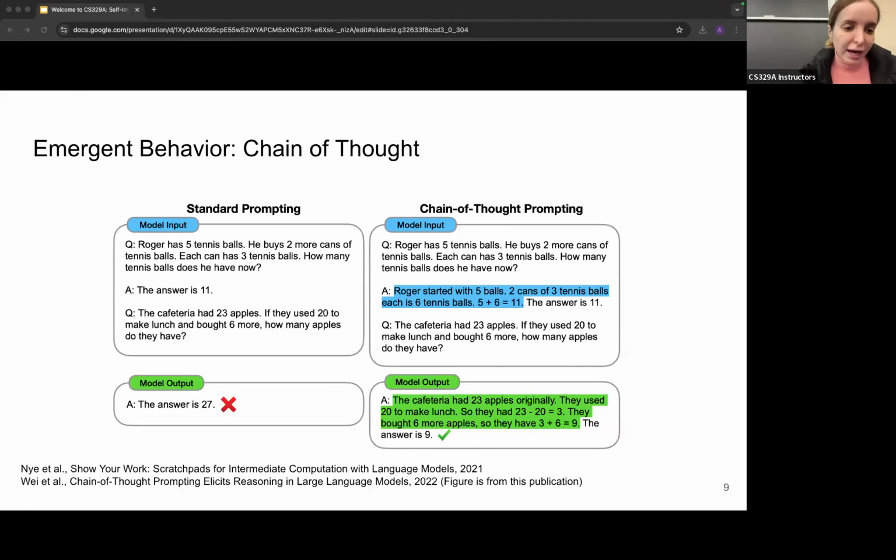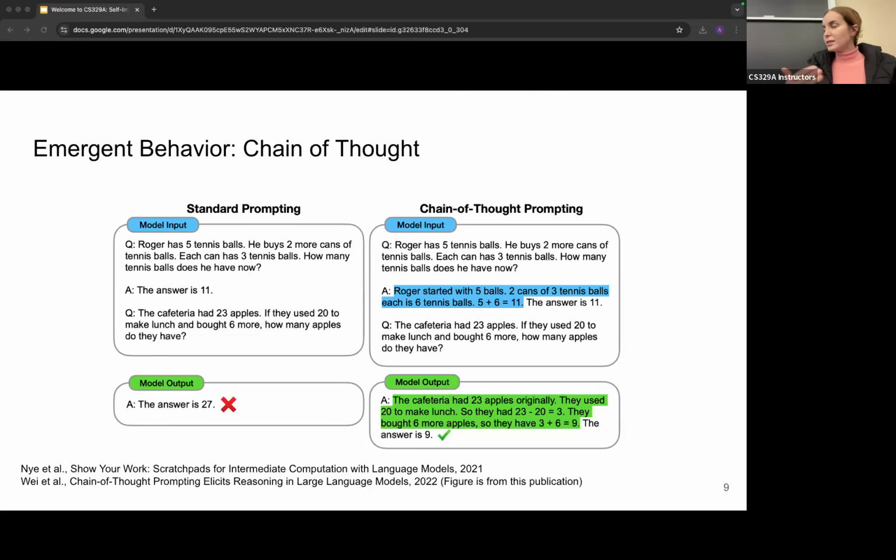So in this case, we have the problem: Roger has 5 tennis balls. He buys 2 more cans of tennis balls, and each can has 3 tennis balls. How many balls does he have now? And the answer is 11 in this case, and that's a few shot, a one shot example. But it turns out if the model is also shown this process of how to get to 11, which is Roger started with 5 balls and 2 cans of 3 tennis balls, each is 6 tennis balls, and so on, and 5 plus 6 is 11.